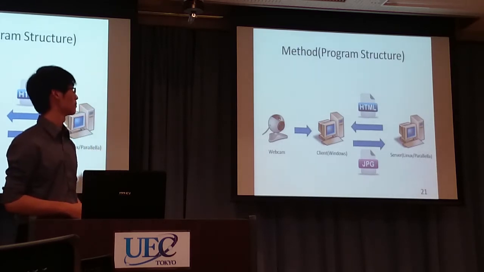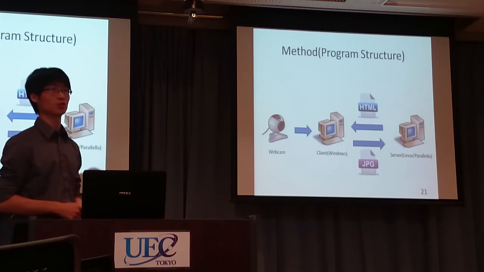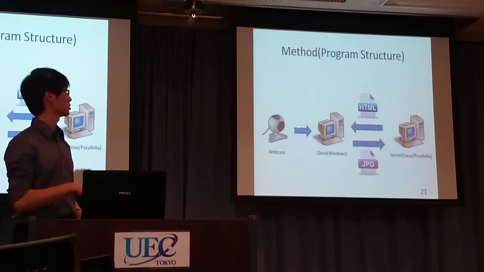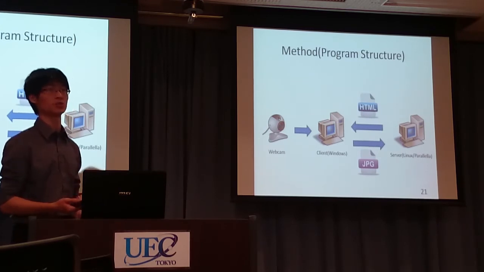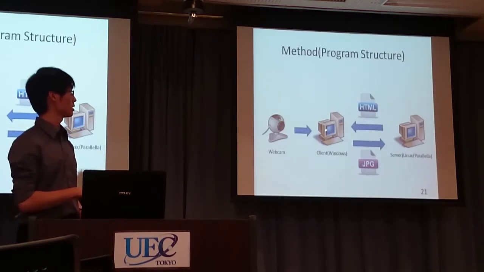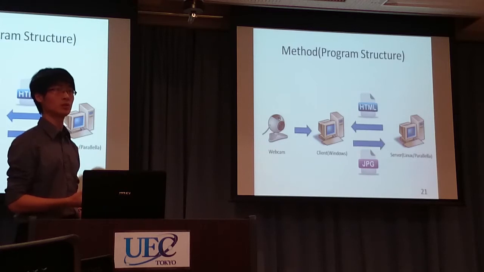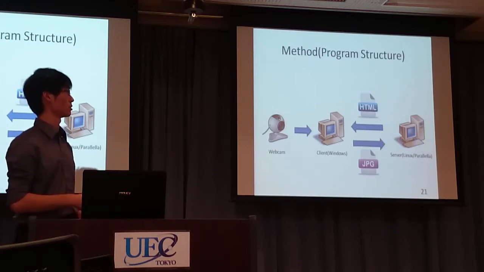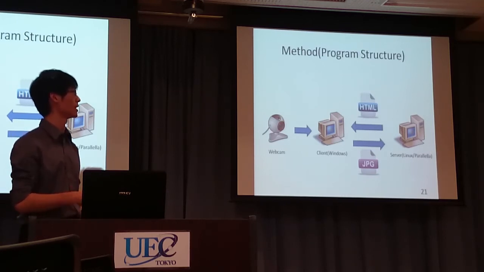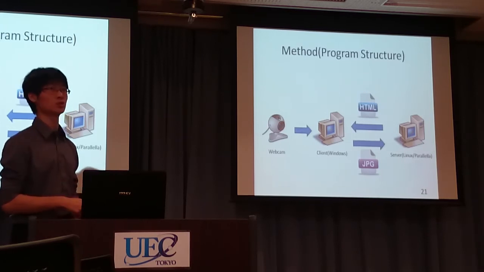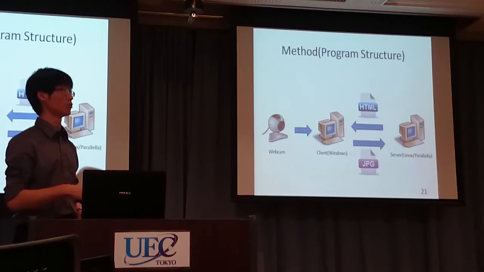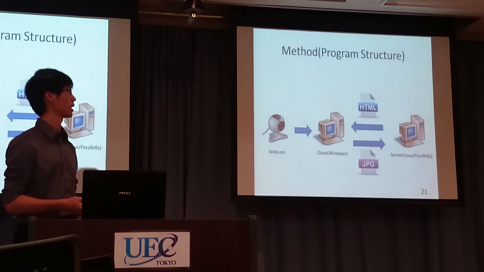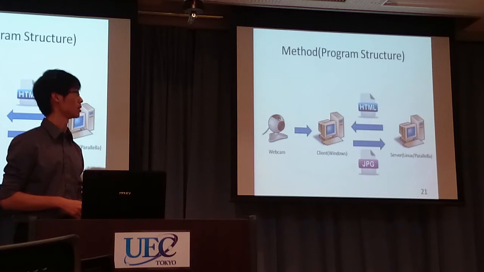And this is my program structure. I use a web camera to input the image through USB and send it to the client. The client uses Windows, and the client will convert the string image to JPG and send the image through the internet to the server. The server uses Python, and I also use Linux to test it on the PC. After classification, the CNN will return the result, what the picture is, and send it back using an HTML file.